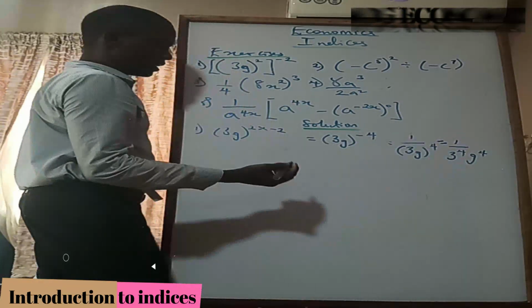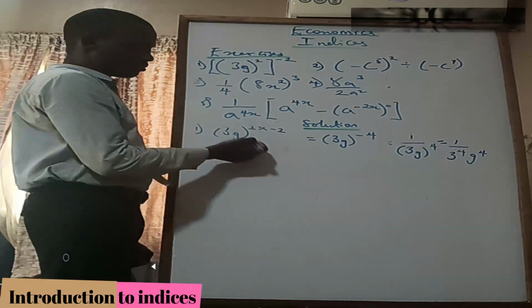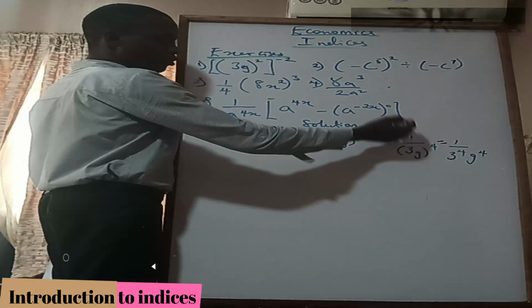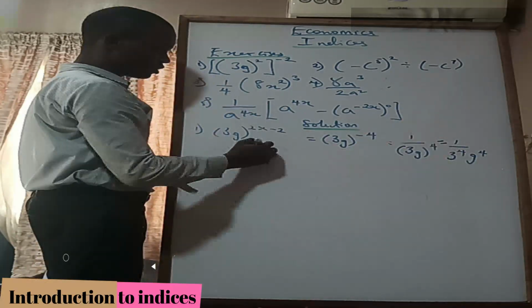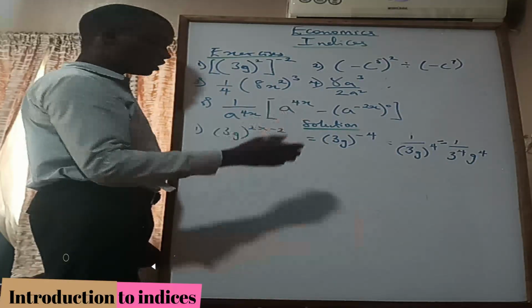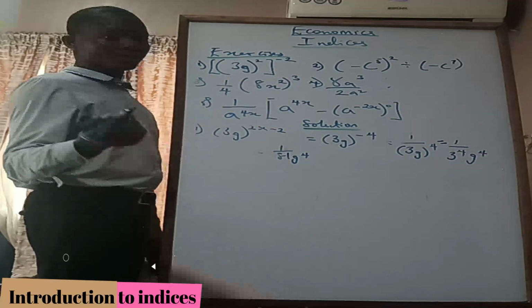Like I said, this square belongs to the two of them. So minus 4 will then belong to the two of them as well. And then 1 over whatever. So that's going to give us 1 divided by 3 raised to power 4, which is 81, then g raised to power 4. And we're done. So that's the answer.